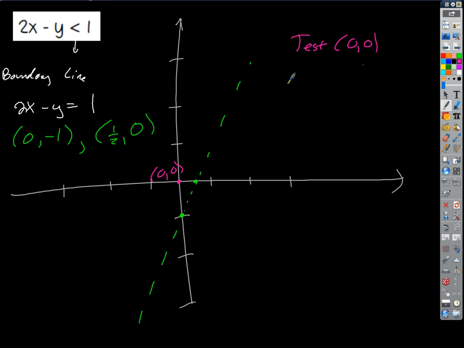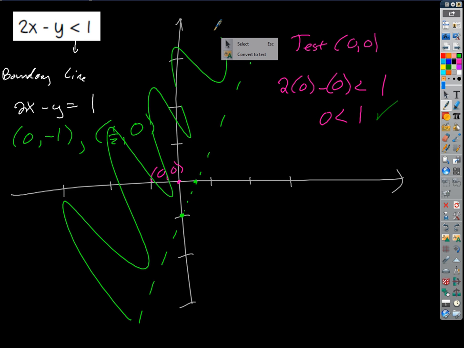So that's going to give us 2 times 0 minus 0 is less than 1. So 0 minus 0 is 0. Is 0 less than 1? Yeah. It is. Check, right? So then that means the test point passes, right? It made the inequality true, so it satisfied the inequality, so it's part of the solution then, right? So we'll shade that side, right? Make sense?